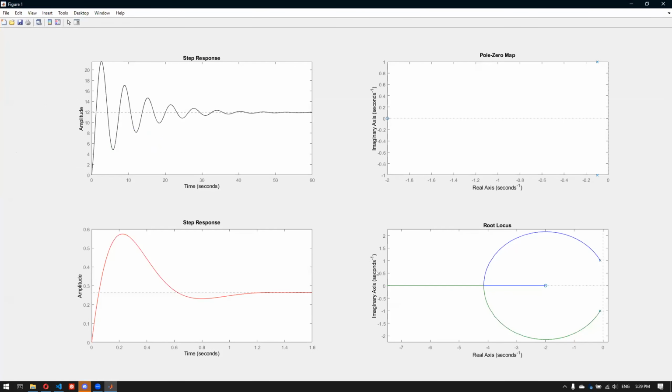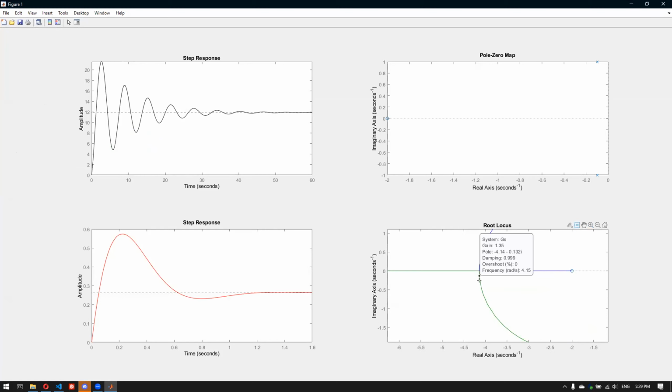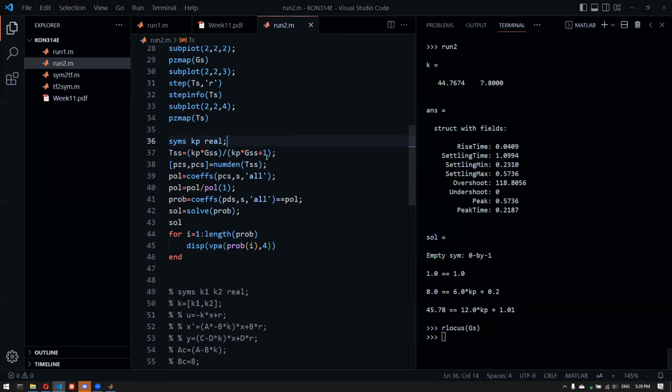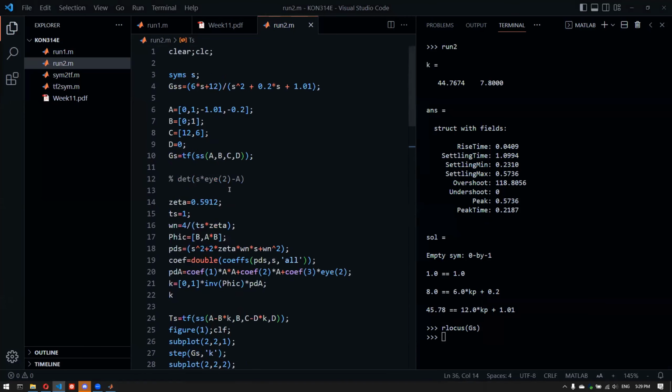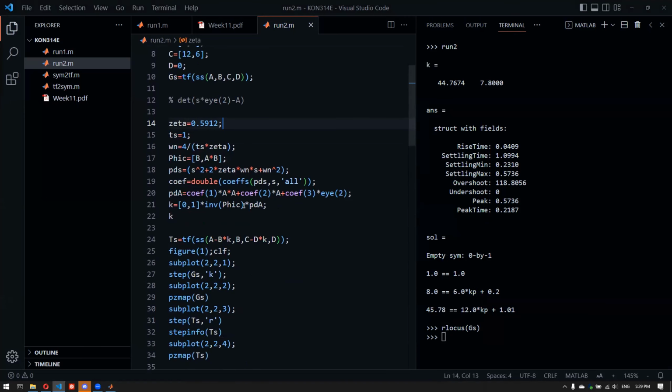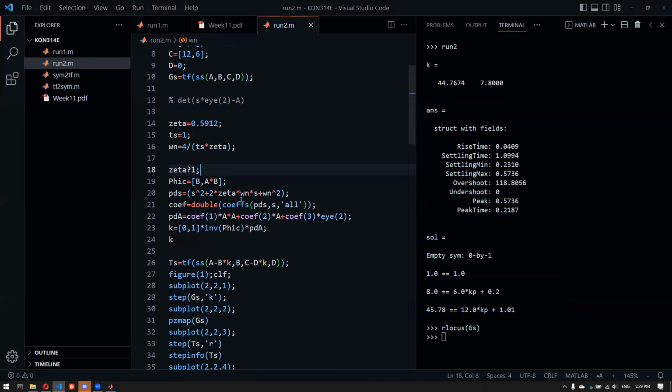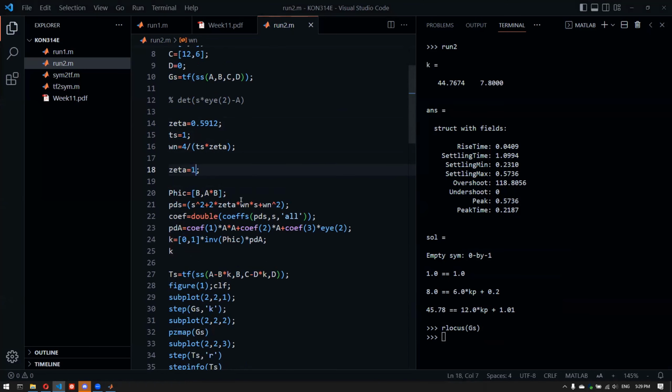and then choose a specific point here. So let me choose a point here. So minus 4.15 seems like it. So instead of having this, I could have zeta equals 1, omega n equals 4.15, I guess.